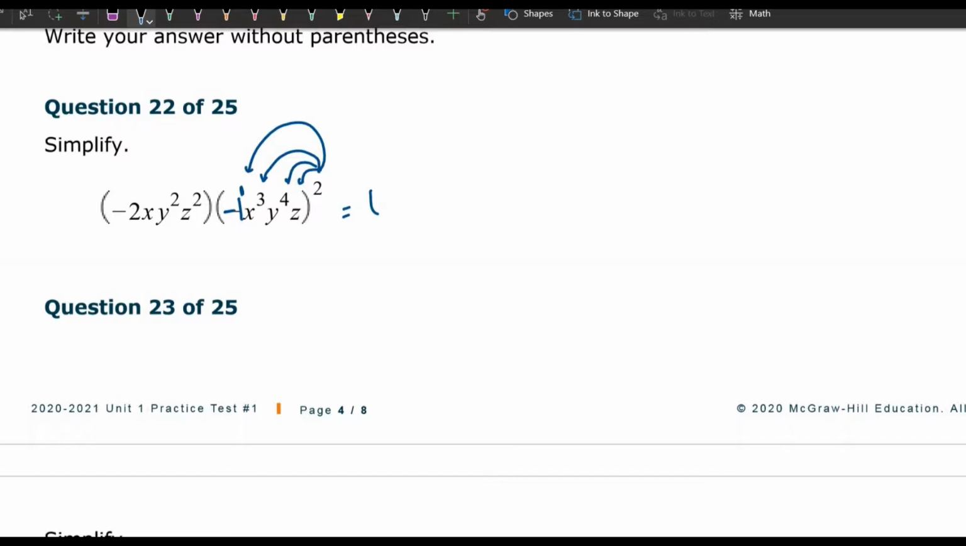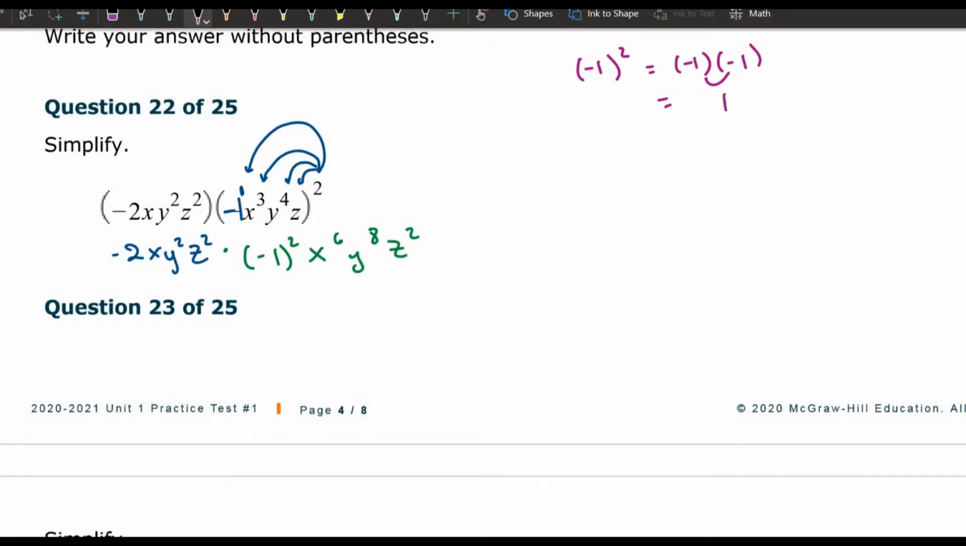First, bring down the first group. You know what? I'm going to write it down here. Negative 2xy squared z squared. There's no power, so I can go ahead and drop the parenthesis. Times negative 1 to the second power, x to the 6, y to the 8, and z to the second. From that, we're going to work out the negative 1. Negative 1 squared is negative 1 times negative 1, which is positive 1. So we can write positive 1 here. X to the 6, y 8, z squared.